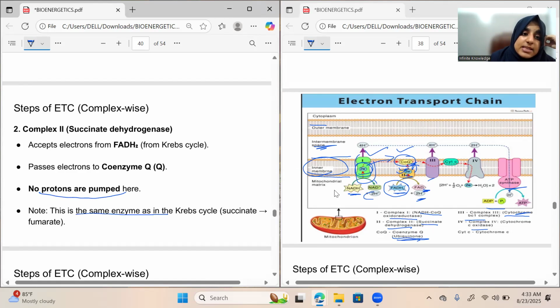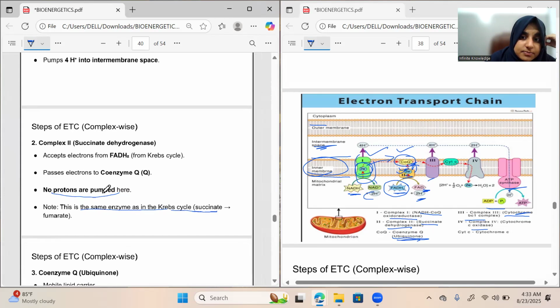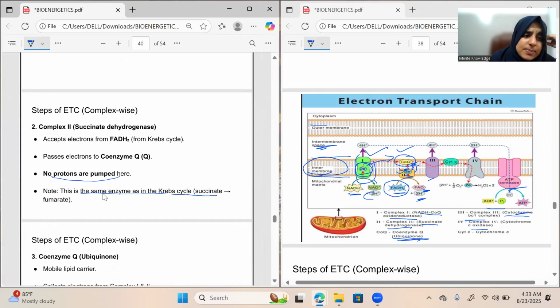This is the same enzyme as in the Krebs cycle, where succinate was being converted into fumarate. What happened? We had FADH2 being produced, right? Now this FADH2 is converted into FAD plus 2 hydrogen positive, and it gives 2 electrons to coenzyme Q, right?